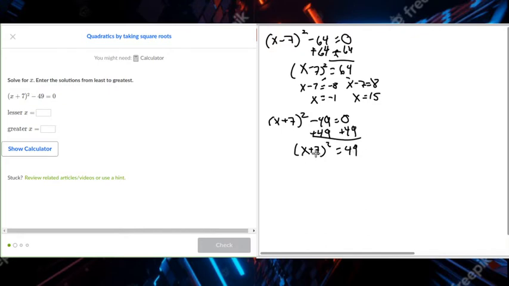I'm going to take the square root of both sides, and I'm going to end up with two equations. x plus 7 is equal to positive 7, because 7 times 7 is 49. And x plus 7 is equal to negative 7, because negative 7 squared is 49. And then I'm going to solve these two equations, and I'm going to end up with x is equal to 0, and x is equal to negative 14.